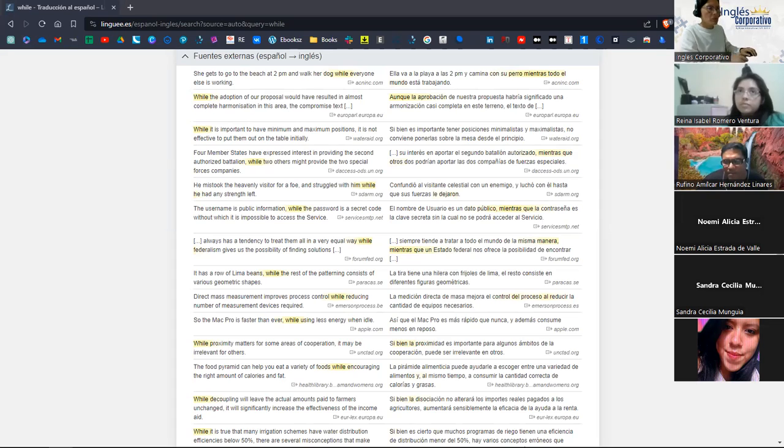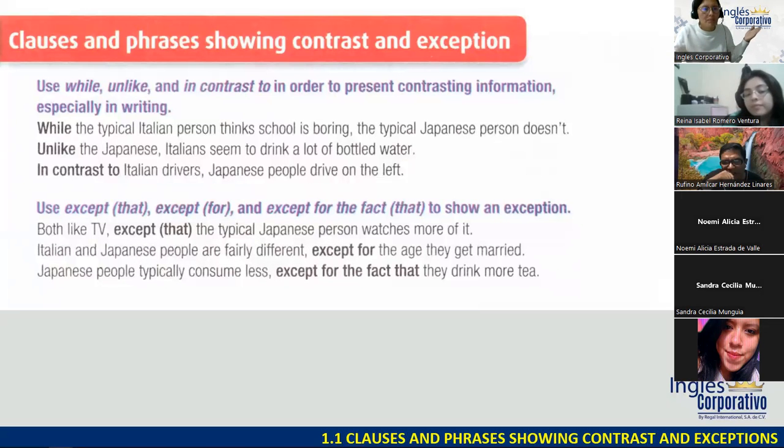Okay. So actually when we make contrast, pretty much what we do is try to separate two ideas, right? Because we are contrasting the two of them. And to do that, I need certain words, at least some of them, because we have a list, right? We can use while, unlike, and in contrast. While will be mientras que. Esa sería probablemente la traducción que yo le daría. While the typical Italian person thinks school is boring, the typical Japanese person doesn't. Mientras que, ¿verdad? Y luego, contrasto con la otra idea, okay?